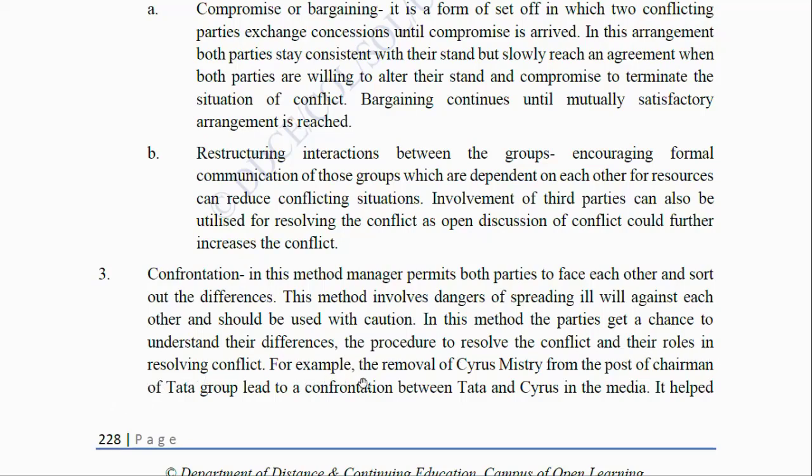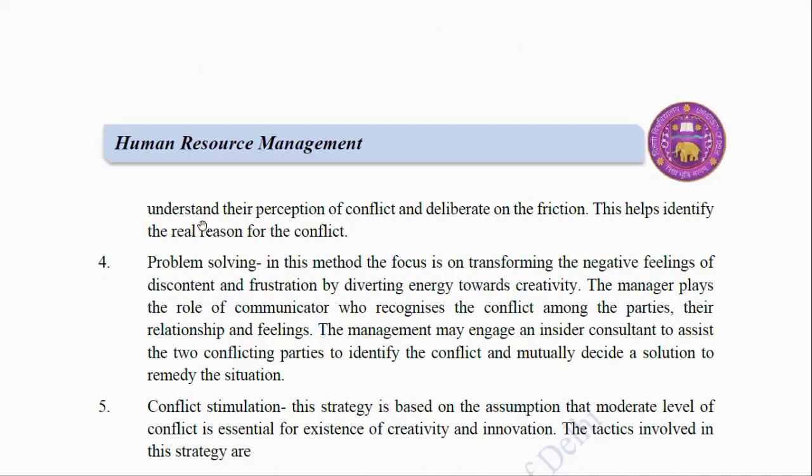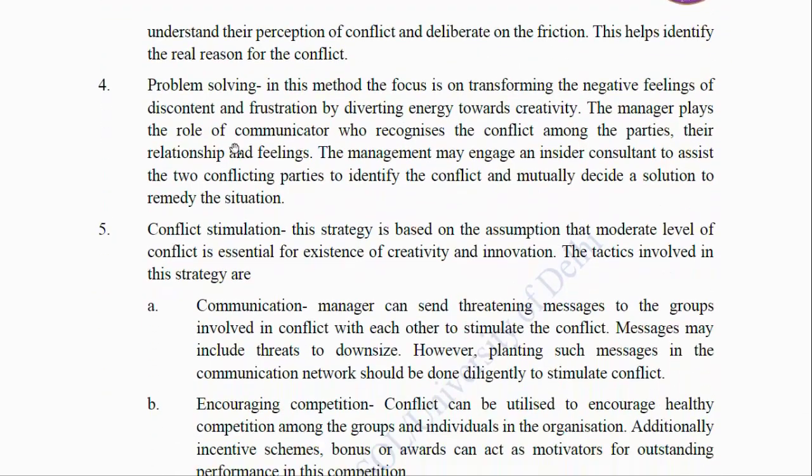For example, the removal of Cyrus Mistry from the post of chairman of Tata Group led to the confrontation between Tata and Cyrus in the media. It helped understand their perception of conflict and deliberate on the friction. This helps identify the real reason for the conflict.